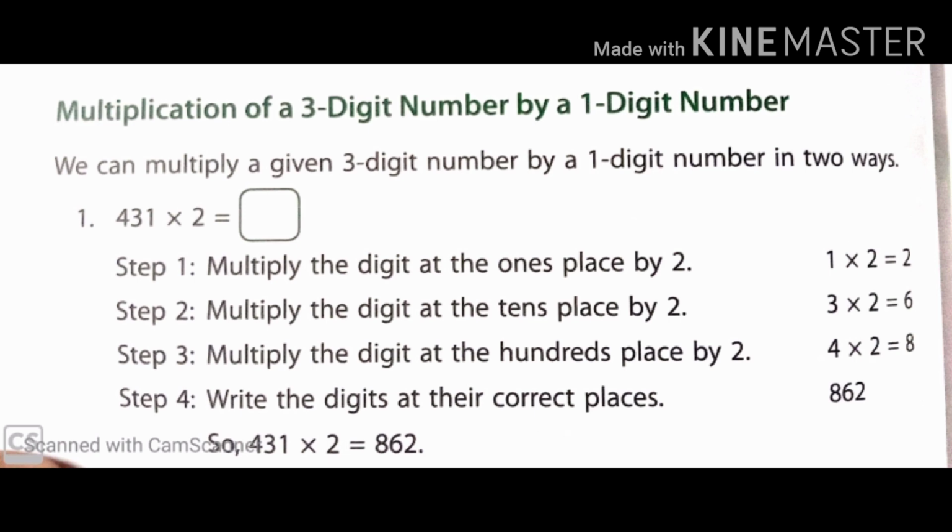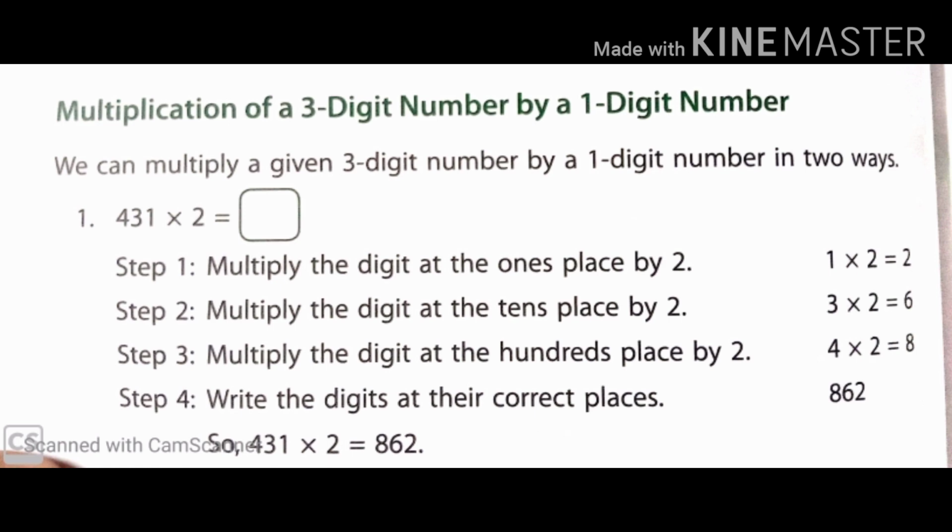We can multiply a given 3-digit number by a 1-digit number in 2 ways. So see the first way. 431 into 2. Step number 1 is multiply the digit at the ones place by 2. That means 2 into 1 or 1 into 2 is 2.